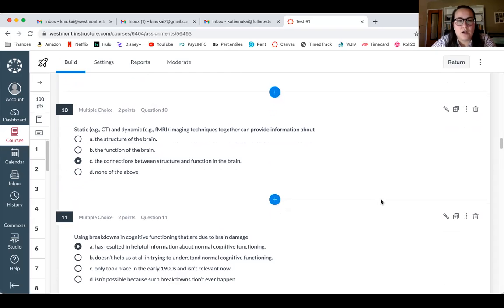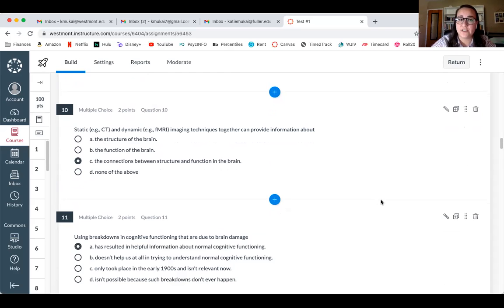Okay, and so imaging techniques, ones that are static, like CT exams, right, which is, again, this idea of static, you're just taking this snapshot in time. And also dynamic images like fMRI, where you're able to sort of see activity happening in real time. Using both of those techniques, we can look at both the structure and the function of the brain.